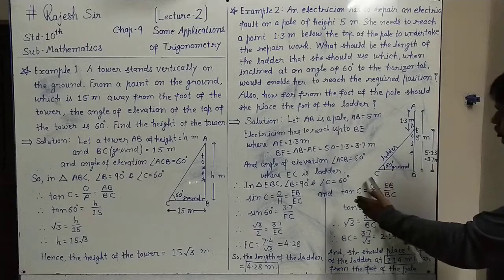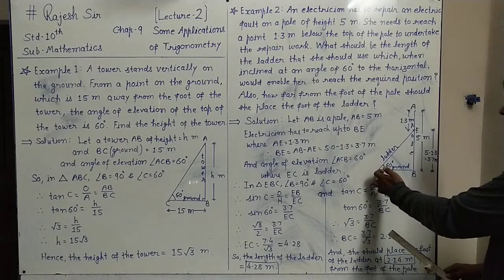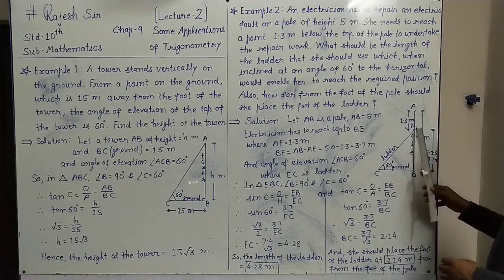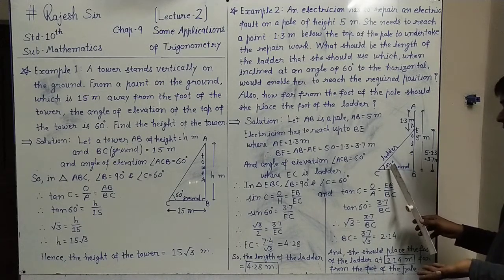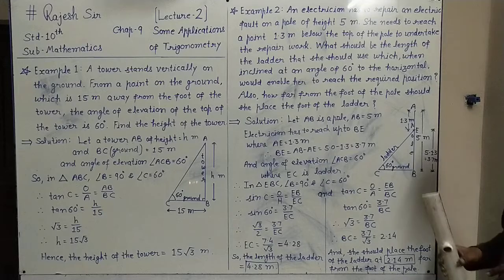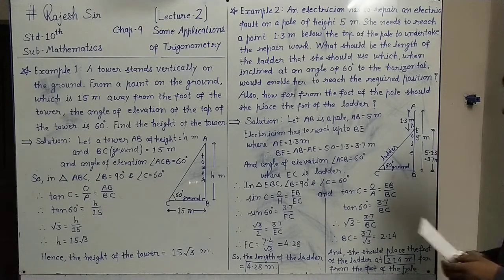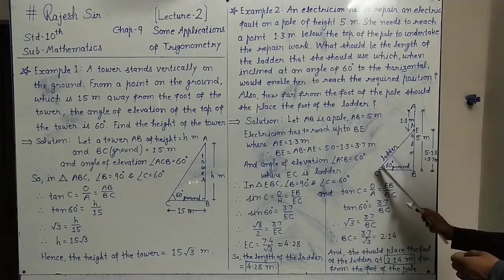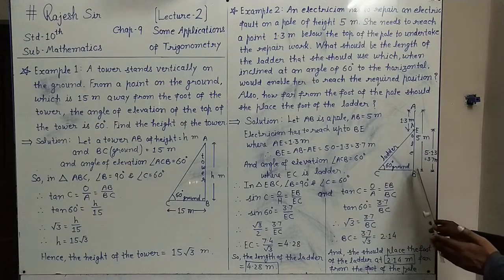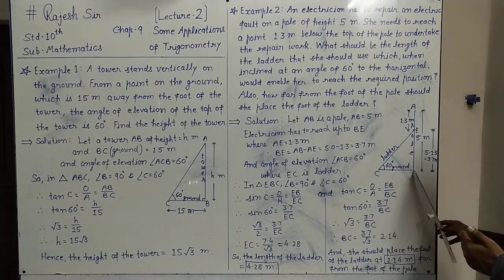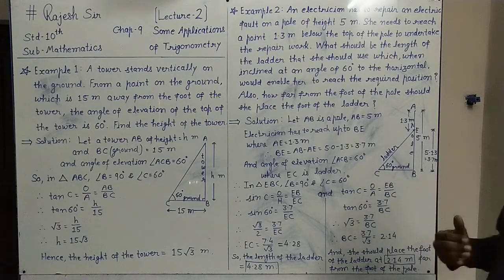How far she has to put the foot of the ladder from the foot of the pole so that she can make the 60-degree angle of elevation and reach up to point E. That is what we want to find out. Two questions are asked here: the length of the ladder, and how far she has to put the foot of the ladder from the foot of the tower, that is BC. We want to find out EC and BC.